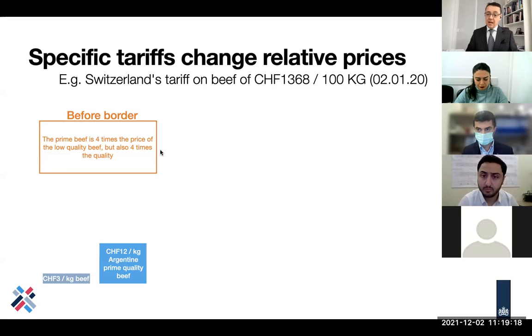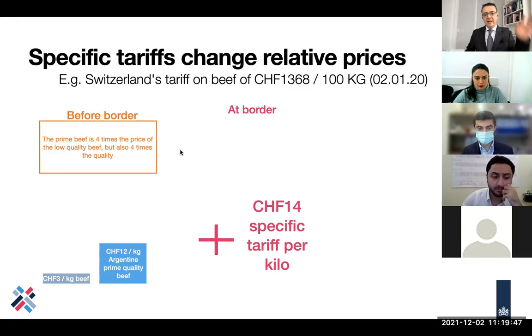It's not great. And take Argentine beef, which is really, really top-notch quality. It's 12 Swiss francs a kilo because it's about 4 times the quality. So 4 times the quality, 4 times the price, roughly, right? It's never a perfect comparison, but it's a rough comparison. In other words, the difference in price reflects a difference in quality. That's important.